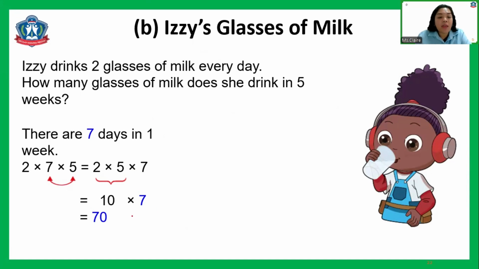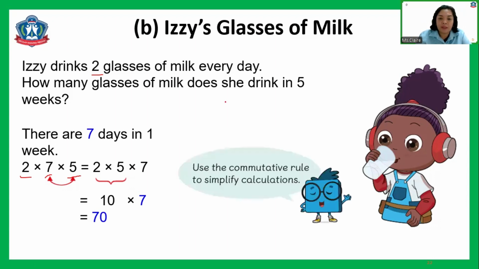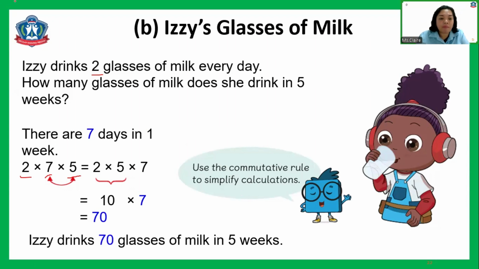Okay, so we have 3 numbers that we multiply, right? The 2 here means the 2 glasses of milk every day. The 7 here means 7 days because 1 week is 7 days. Then we have 5 weeks. So 2 times 5 times 7. We multiply first the 2 and 5, that is 10. 10 times 7 is 70. Okay, so we use the commutative rule to simplify the calculations. So Izzy drinks 70 glasses of milk in 5 weeks.